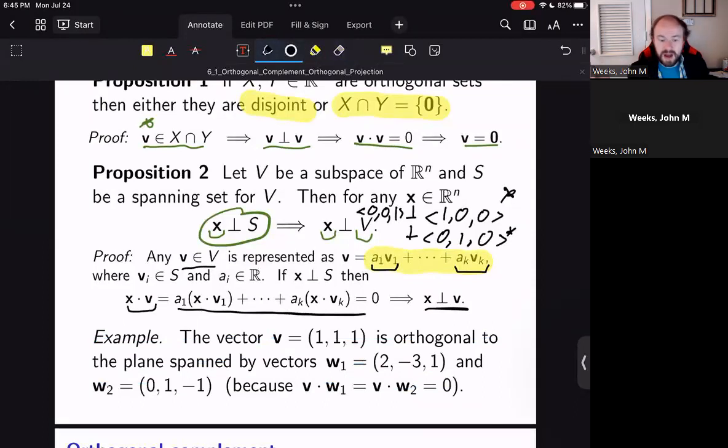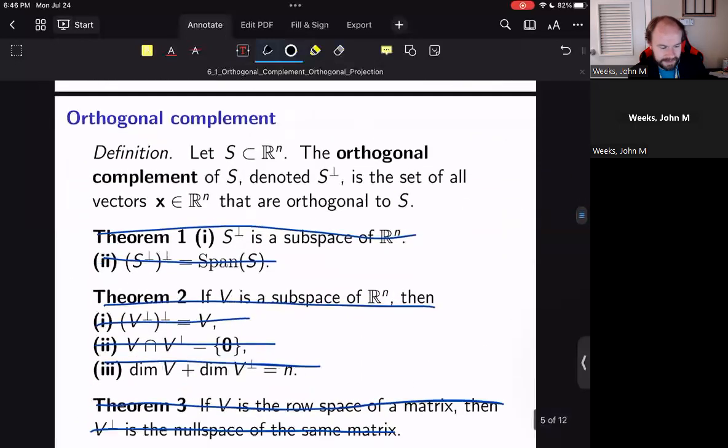The vector (1, 1, 1) is orthogonal to the plane spanned by the vectors w1 and w2, where w1 is given by (2, -3, 1), and w2 is given by (0, 1, -1). Now, I can't imagine this plane very well, but that's okay, because if I can just take the dot product of v with w1 and v with w2 and check to see both of those dot products are 0, then we're good to go. In fact, if I take their dot products, I get 2 minus 3 plus 1, that gives us 0, and 0 plus 1 minus 1, and that's going to give me 0 as well. So the dot product of v with both of these vectors gives me 0. So this is an example of orthogonality between this vector and this subspace.